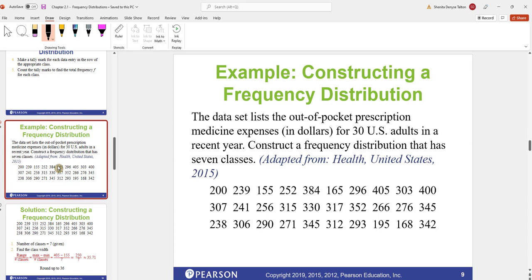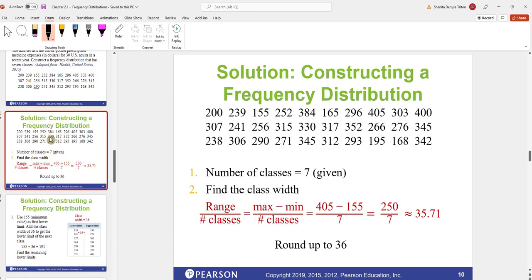So let's go through a problem. It says this data set lists the out-of-pocket prescription medicine expenses in dollars for 30 U.S. adults in a recent year. We're going to construct a frequency distribution that has 7 classes. So this problem tells us how many classes we should have. This is the data set. One person paid $405 out of pocket for prescription medicine. Somebody else paid $290. That's what these numbers mean, how much they paid out of pocket for prescription medicine expenses. We know the problem told us that we want 7 classes.